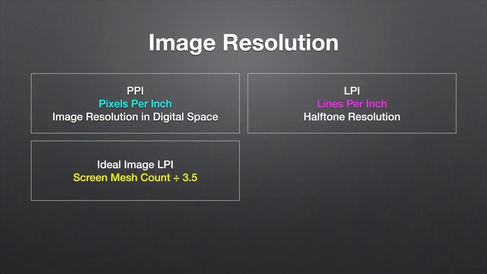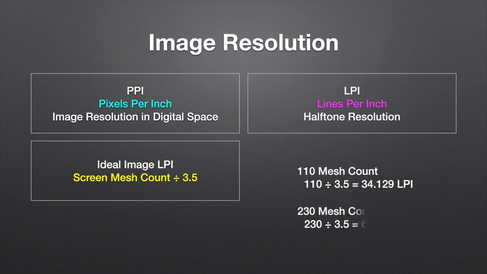When determining the ideal LPI for your image, you have to think about the mesh count of the screen you're working with. The higher the mesh count, the finer the detail. The lower the mesh count, the more coarse your image is going to become. To calculate the LPI, we divide the screen mesh count by 3.5. So for a 110 mesh count screen, we would have a 34 line per inch halftone. For a 230 mesh count screen, we would have a 65 lines per inch halftone.